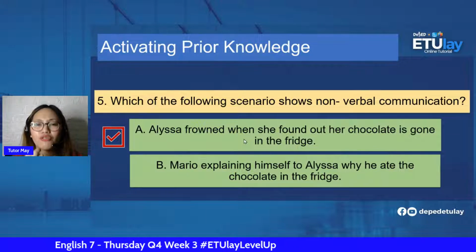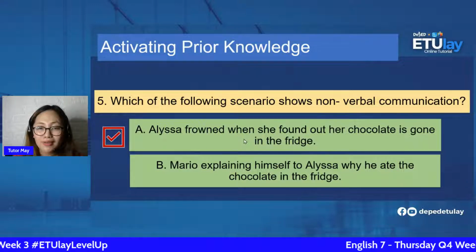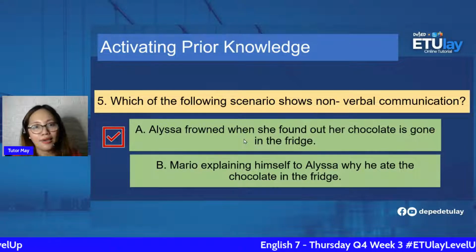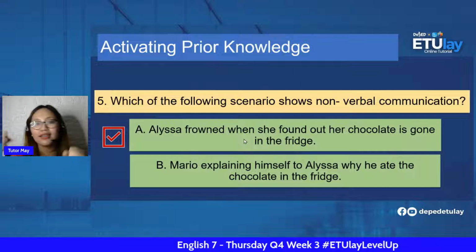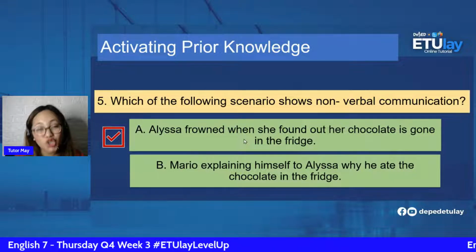And when someone frowns, that person is either sad, disappointed, angry, mad, ballistic, because in this case, someone got a licensed chocolate.